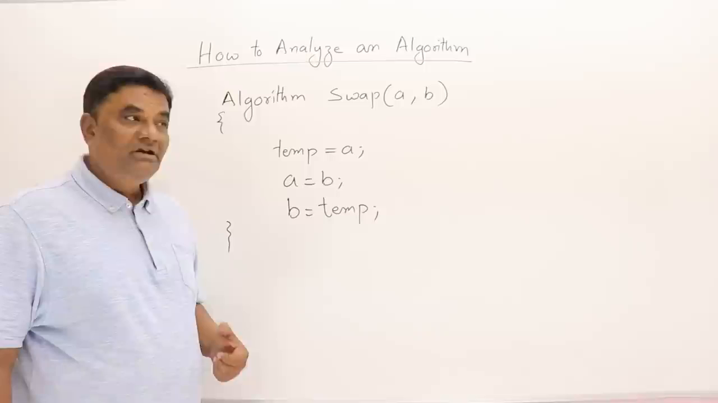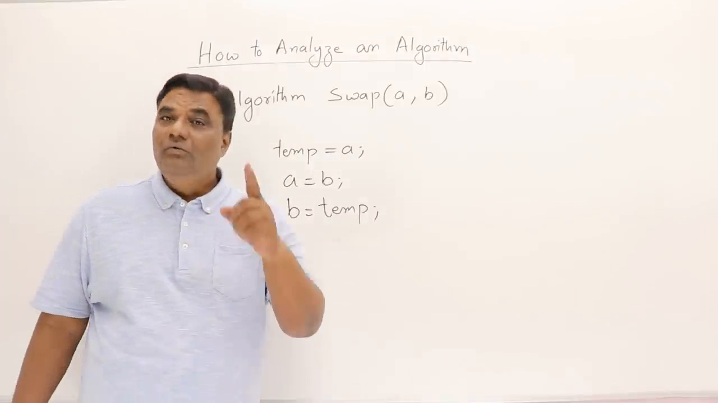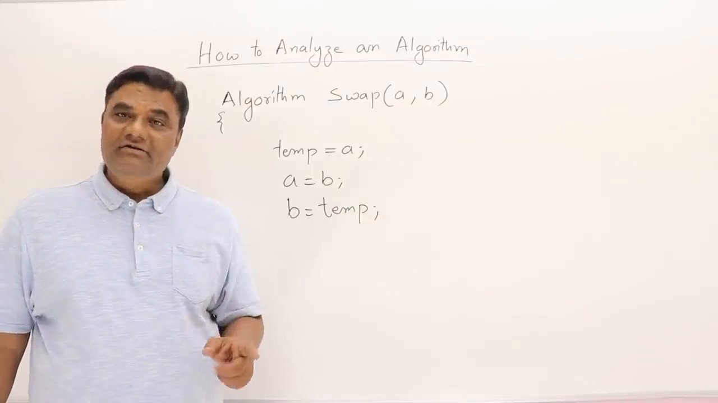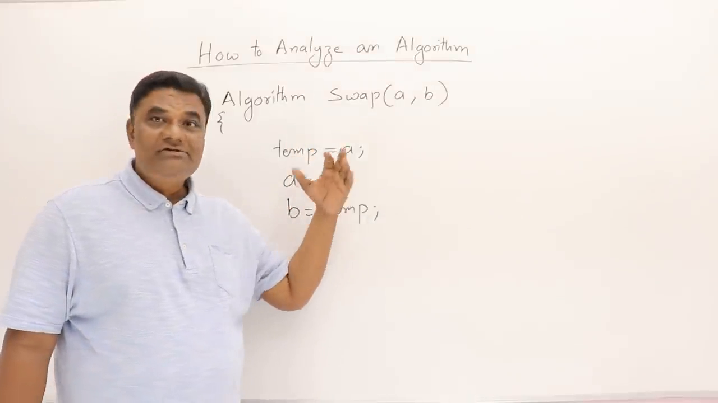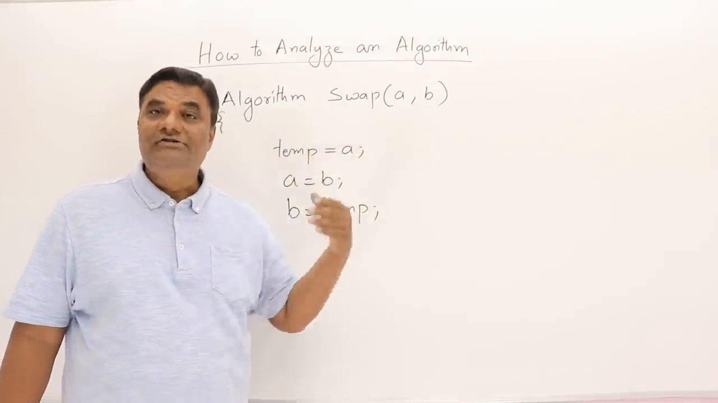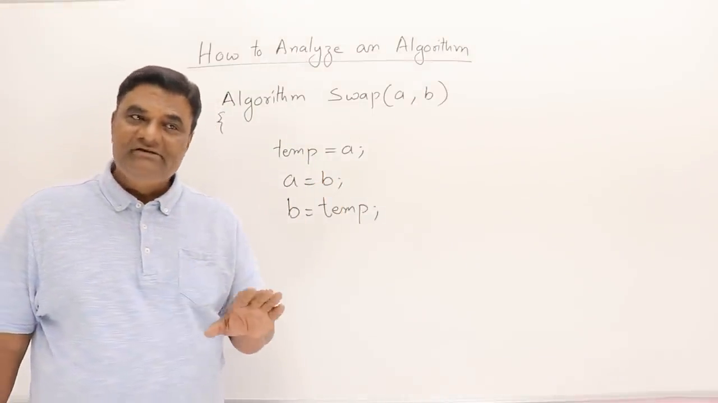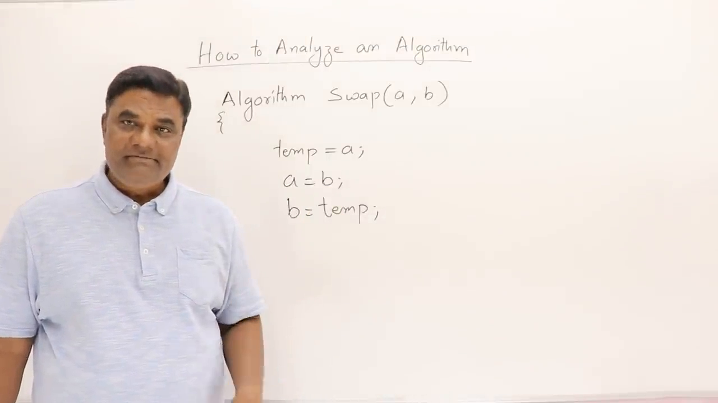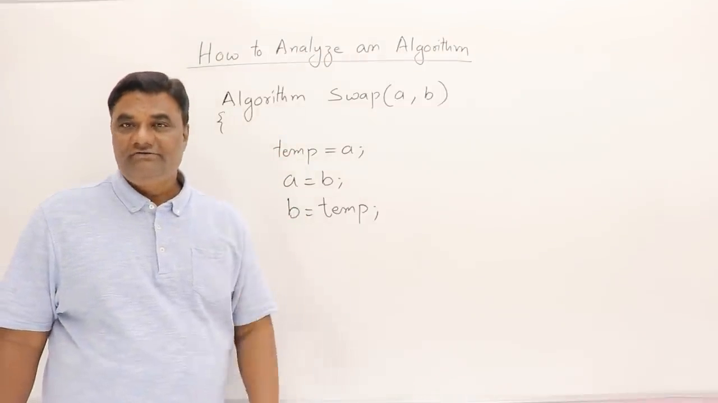Then how to assume? Now we say that every simple statement in an algorithm takes 1 unit of time. If suppose the algorithm is calling another algorithm, it's using another procedure, then we have to analyze that also in detail. So simple means just direct statements. It's not a nested statement, right? So single statement, each statement takes 1 unit of time.